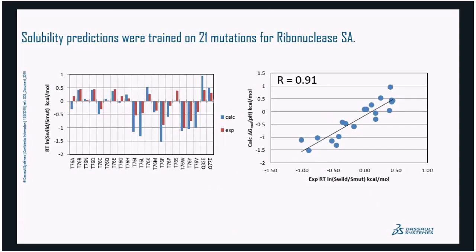Now these solubility predictions were trained on 21 mutations for the ribonuclease enzyme, and you see we have a good correlation to experiment, with a Pearson correlation coefficient of about 0.9. Now you might be saying, well, that's only 21 mutations. That's a pretty small training set, but be aware that the publicly available data for these predictions is fairly sparse. But we've done a number of additional validations that I won't go into today on diverse proteins and enzymes that have similar agreement with experiment.